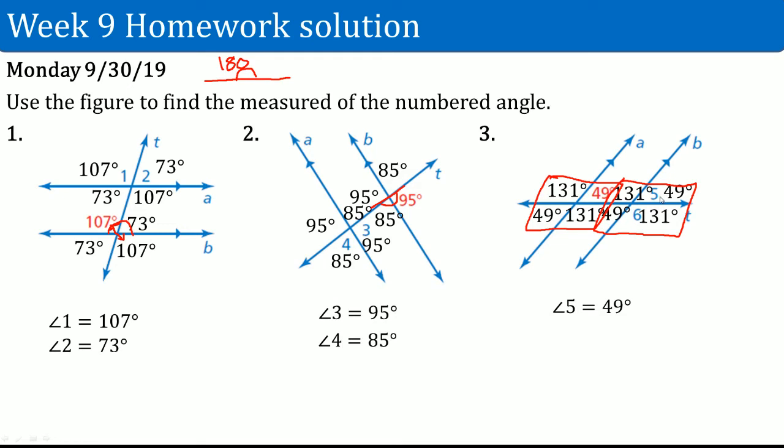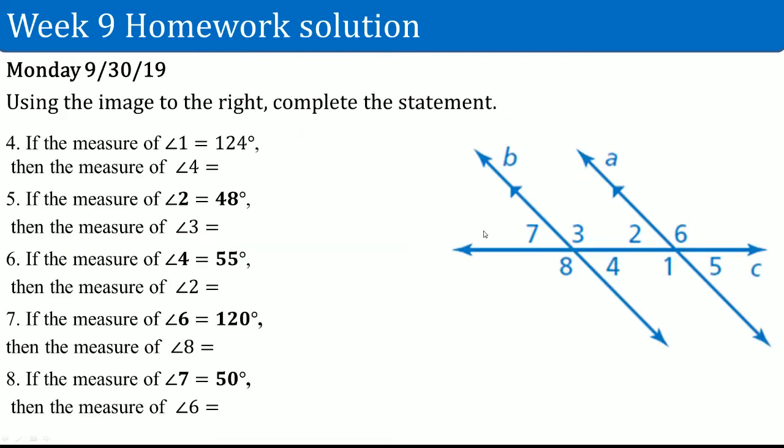Angle 5, what is the angle next to angle 5? 49. What is the angle next to 6? 131. There you go. Alright, we have these angle measurements here, and we're going to figure out the values.